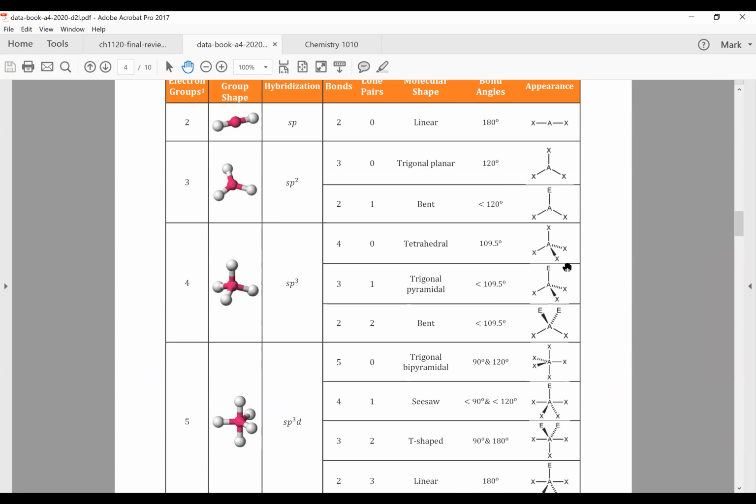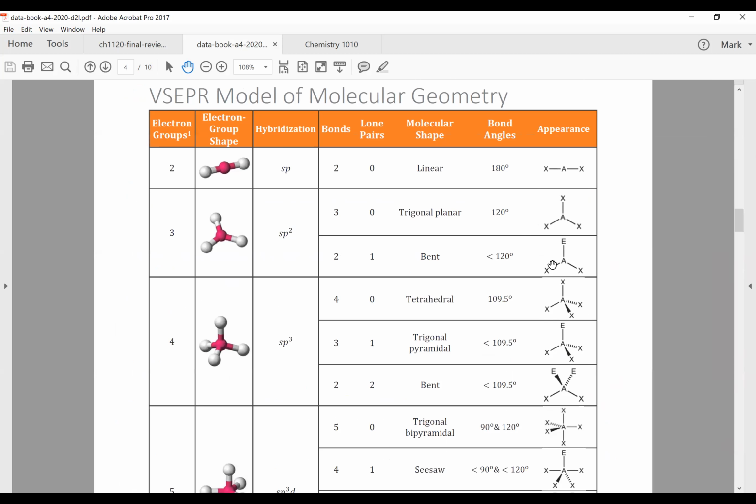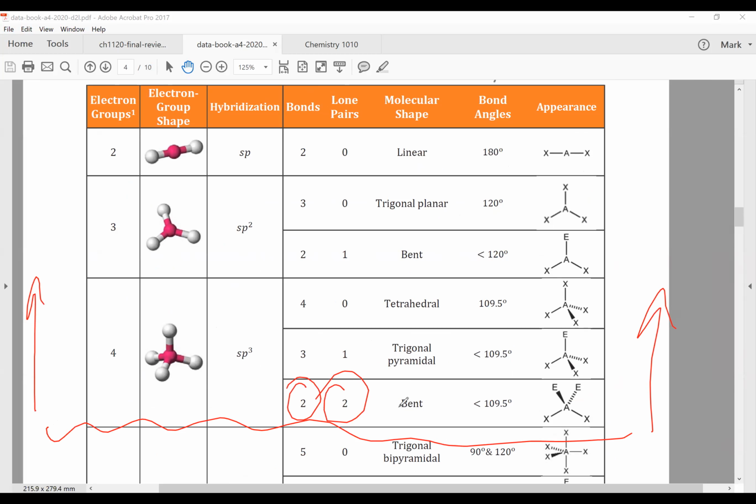This is in your data booklet. This is on page 4. The only part you'll need to know from this page is the top part. In chemistry 1120, we only deal with the top of the page. So I have 2 and 2. That means it's bent and would look like this.